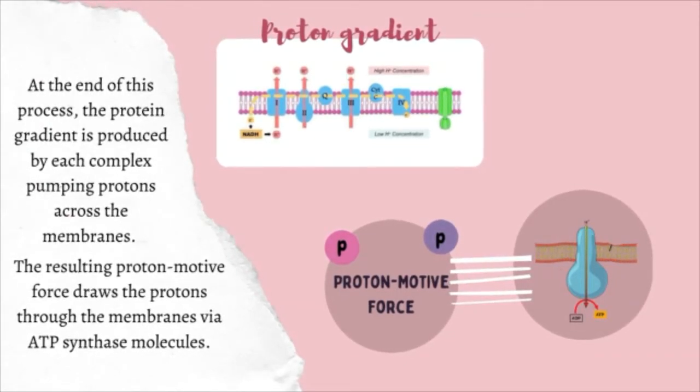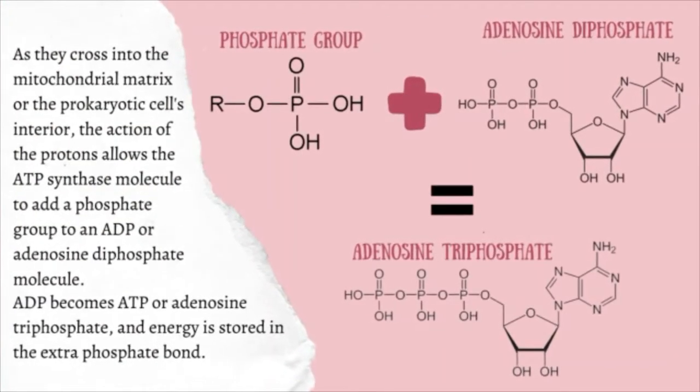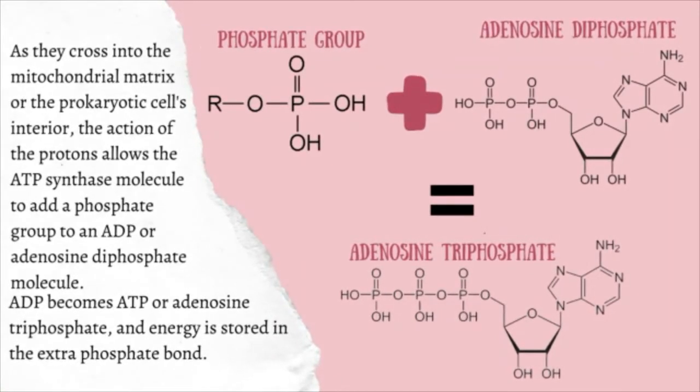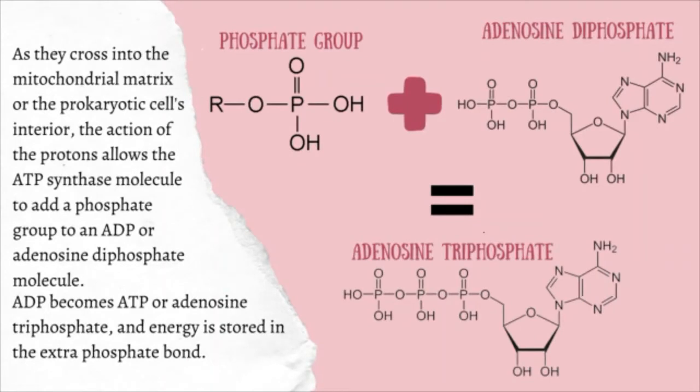The resulting proton motive force draws the protons through the membranes via the ATP synthase molecules. As they cross into the mitochondrial matrix or the prokaryotic cell's interior, the action of the protons allows the ATP synthase molecule to add a phosphate group to an ADP, or adenosine diphosphate, molecule. ADP becomes ATP, or adenosine triphosphate, and energy is stored in the extra phosphate bond.